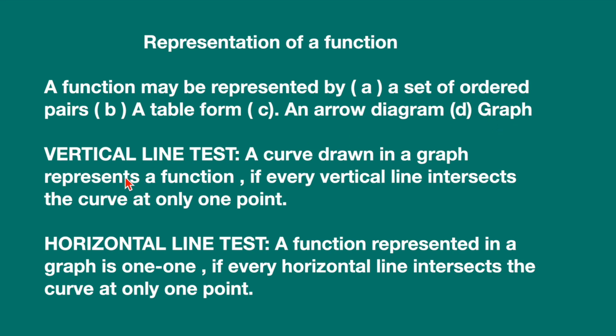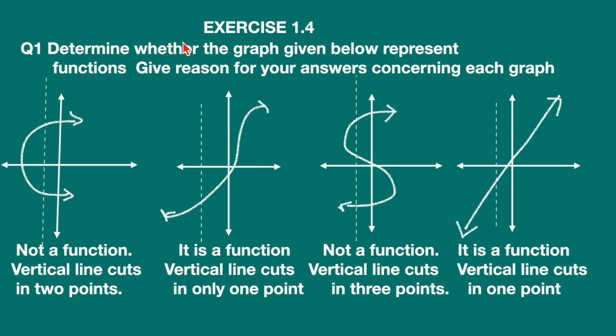In a graph there are another 2 rules. One is the vertical line test. A curve drawn in a graph represents a function if every vertical line intersects the curve at only one point. We'll see the exercise sum on this. Horizontal line test: a function represented in a graph is one-to-one if every horizontal line intersects the curve at only one point. Let us go to the exercise.